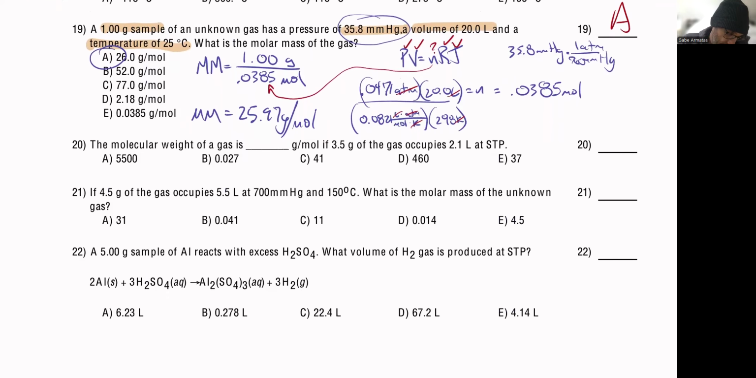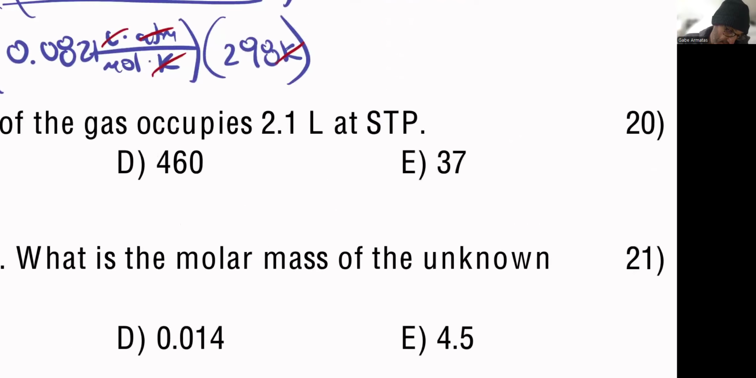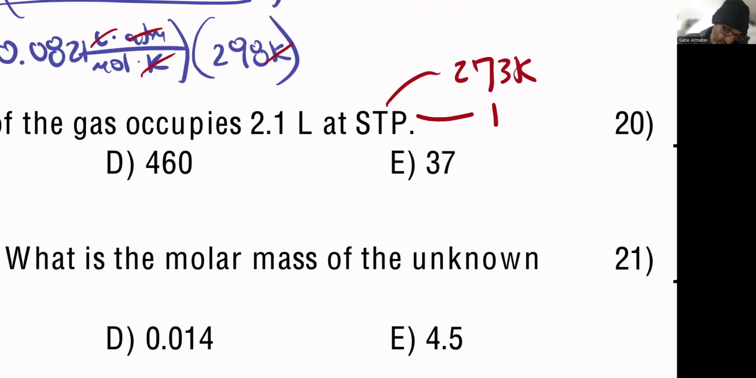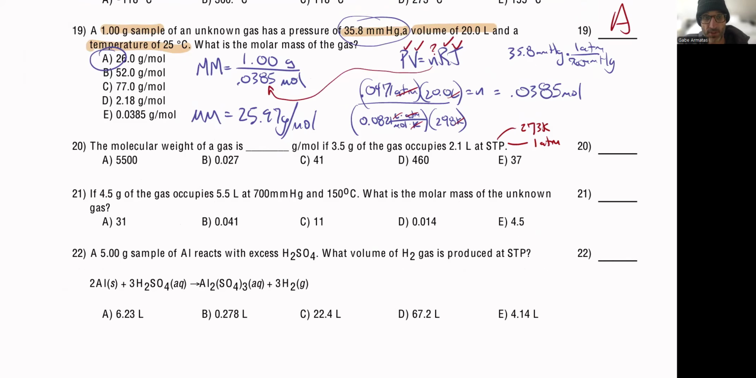That's it. All right. Next one, the molecular weight of a gas is, if 3.5 grams occupy the space of 2.1 liters at standard temperature pressure. Okay, standard temperature pressure. Standard temperature is 273 Kelvin. Standard pressure is 1 atmosphere. And off you go. We're going to solve it the same way we solved the previous problem. So both of these, in fact, are going to be solved the same way we did 19. So give those a go. You should get, hopefully, a correct answer for those.